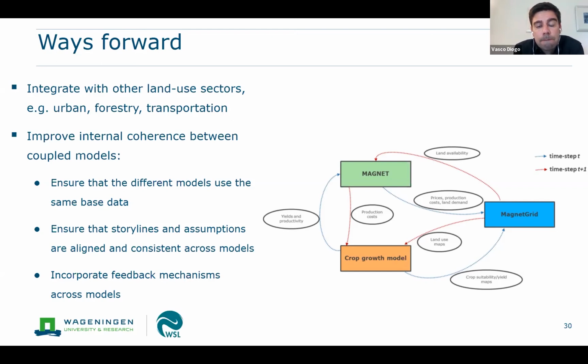Okay, thank you. Okay, so maybe I have a question. In this great and wide modeling framework, which is very impressive, do you allocate irrigated cropland separately from rain-fed cropland, or is it just cropland?